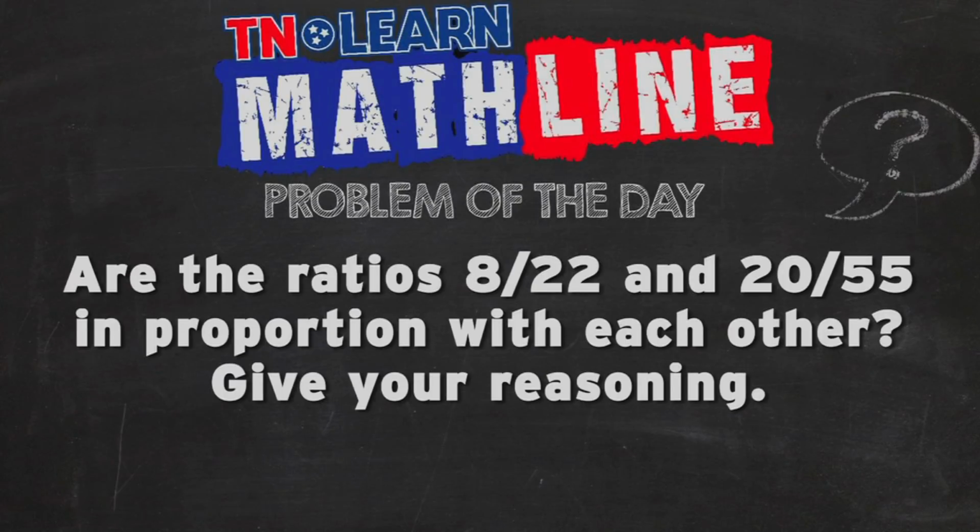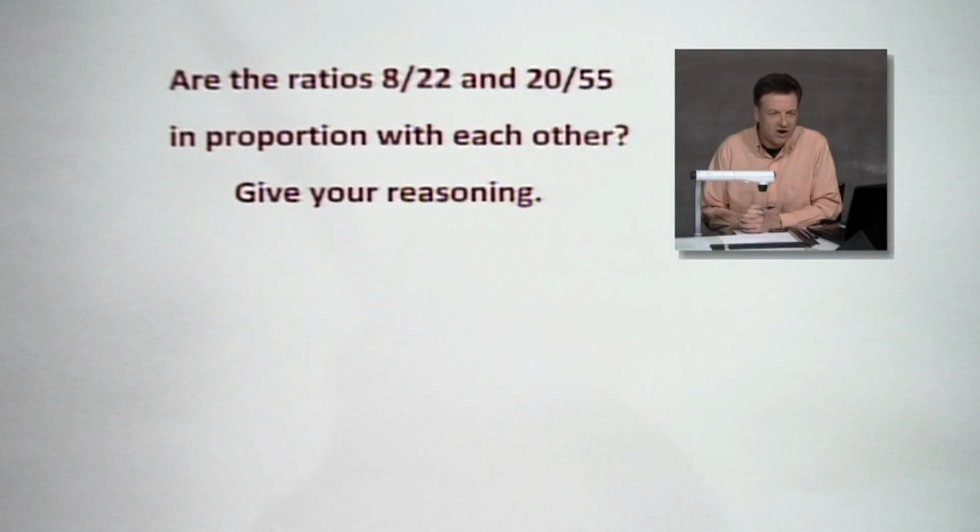Are the ratios 8 over 22 and 20 over 55 in proportion with each other? And give your reasoning. Tell why, all right? Are the ratios 8 over 22 and 20 over 55 in proportion with each other? Give your reasoning. Well, let's check it out and see what's going on there, all right?